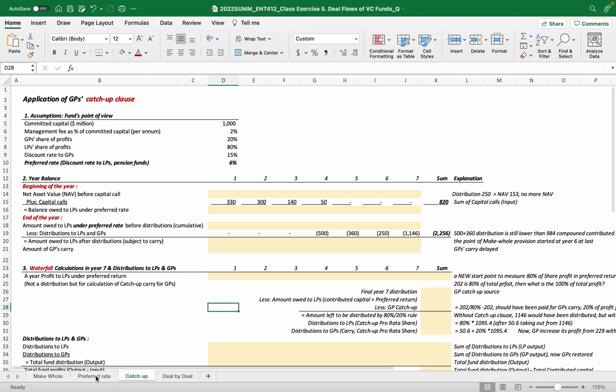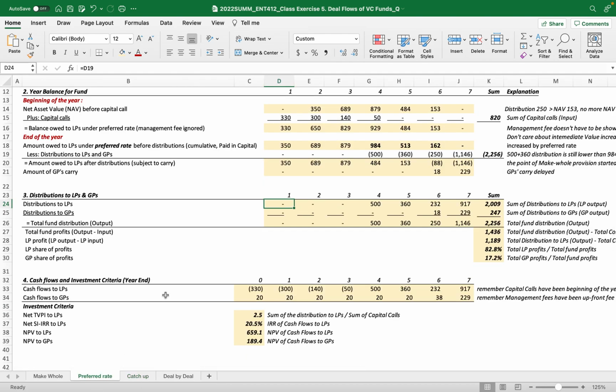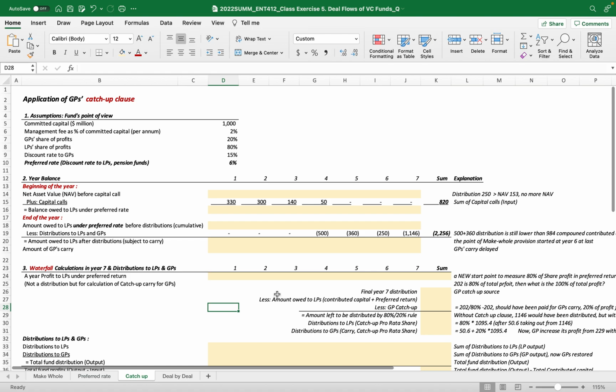So the preferred rate is for the LPs. LPs want to make sure of their profit, the rate of return, on a yearly basis. But that makes some distortion of this 80-20% rule. So by adding this catch-up clause, we can restore this 80-20% rule.